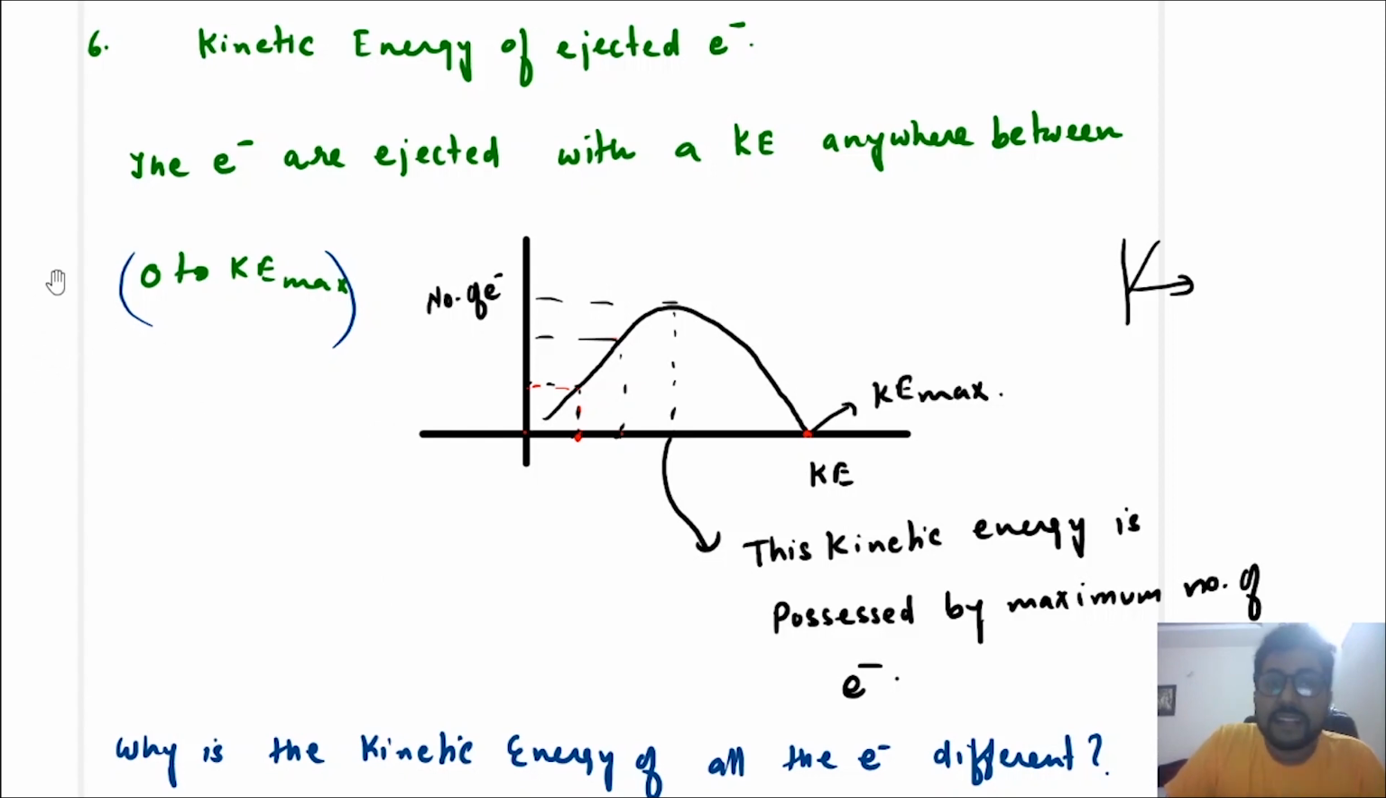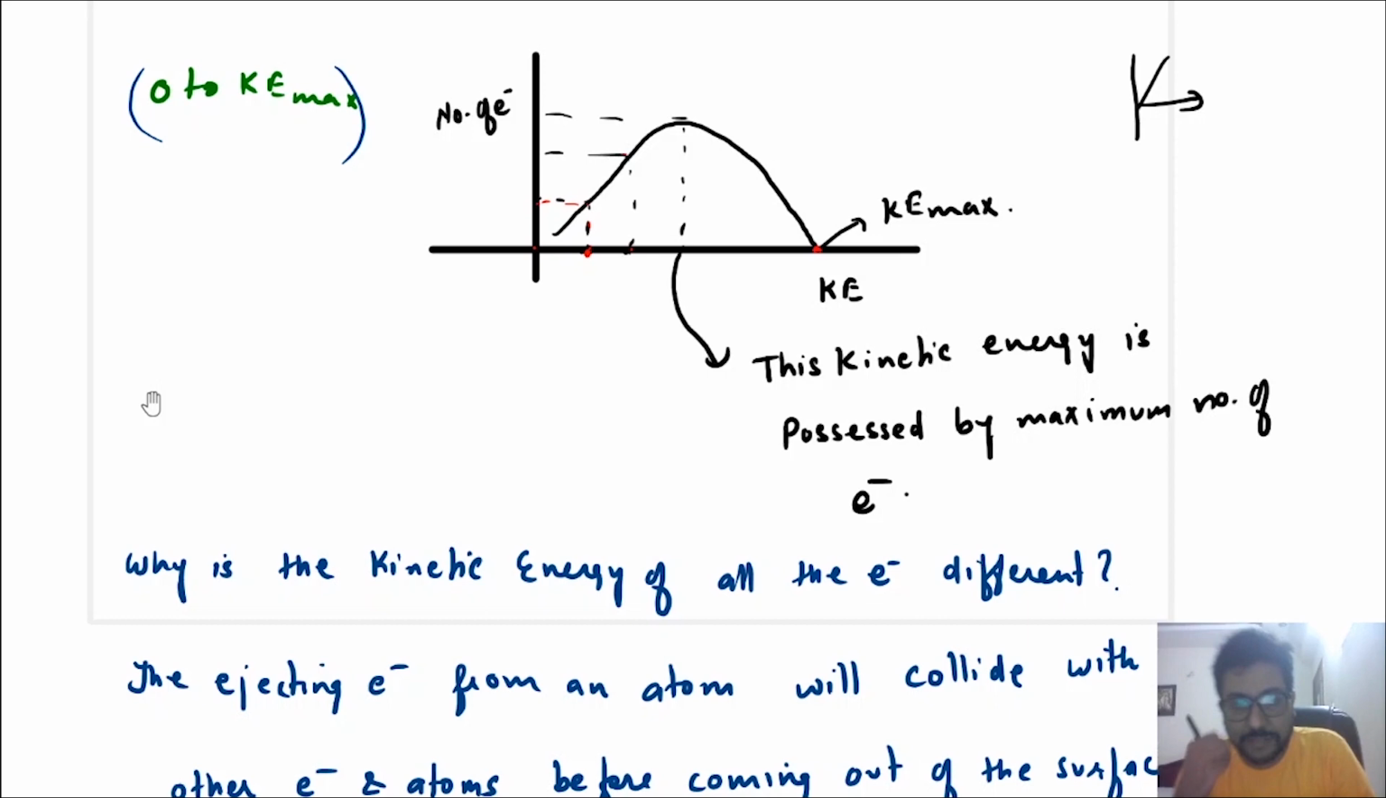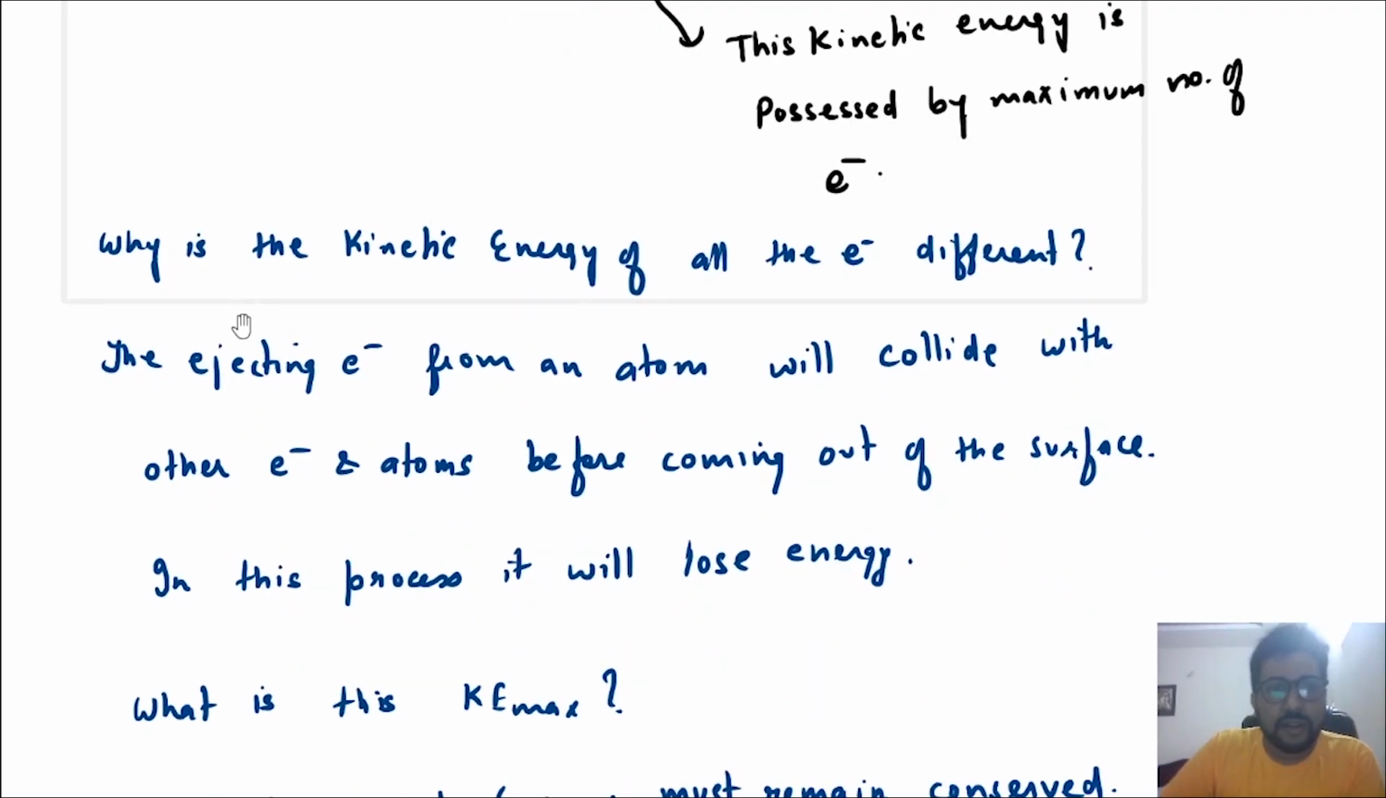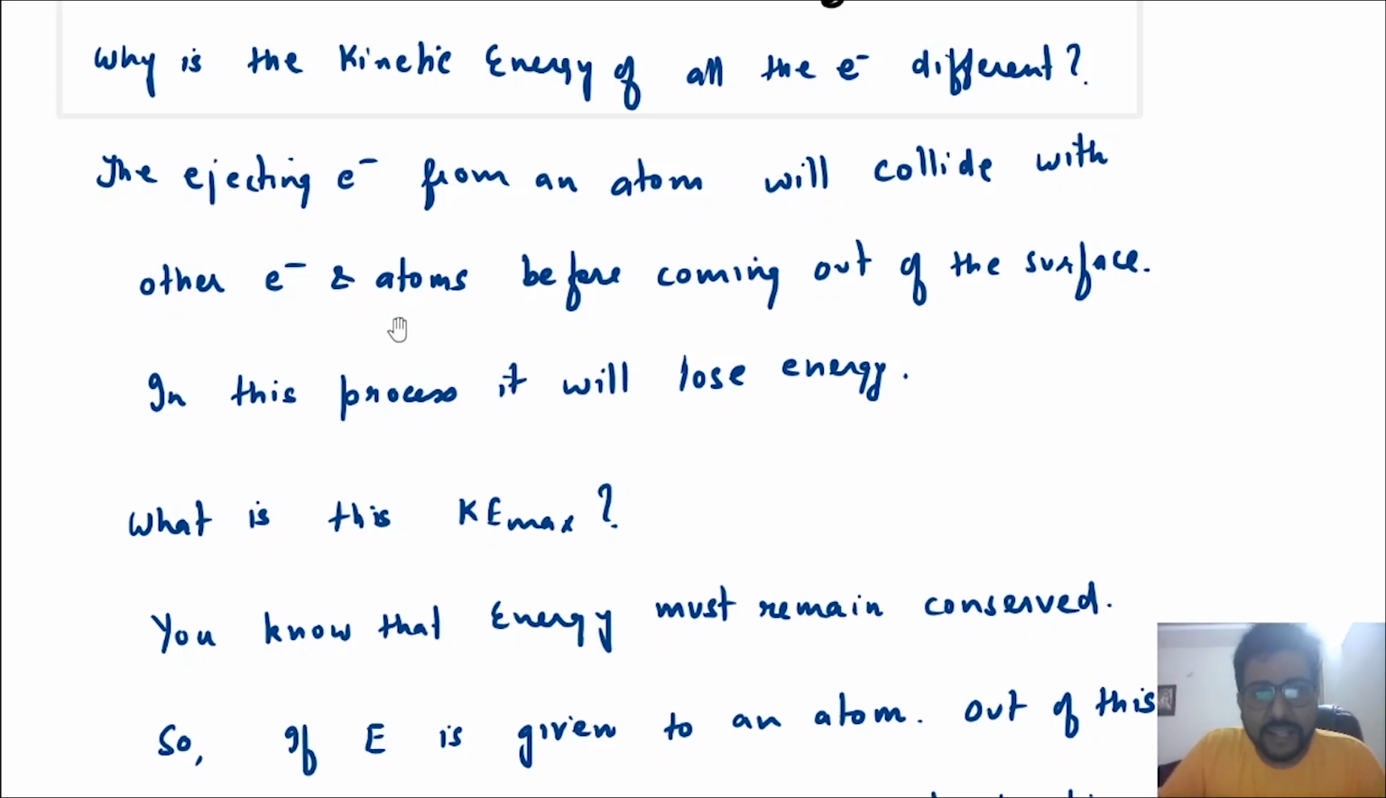Now why is the kinetic energy of all the ejected electrons different? They are different because once they eject from the atom, they have to come out of the surface, right? This kinetic energy is calculated from the surface. So when they come out of the surface, they undergo multiple collisions with other electrons, with atoms, with other particles. Due to these collisions they lose energy. That is why, before coming out, it loses a huge amount of energy and cannot come out with KEmax. The electrons will collide with other electrons and atoms before coming out of the surface, and in this process they lose energy.